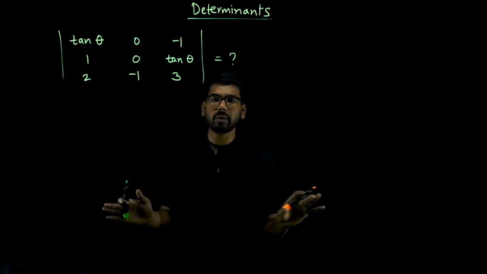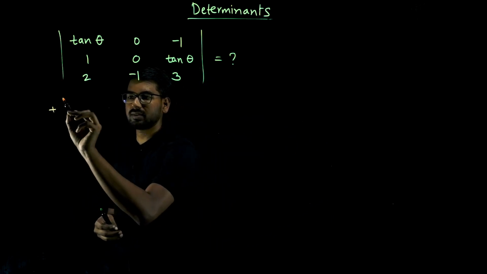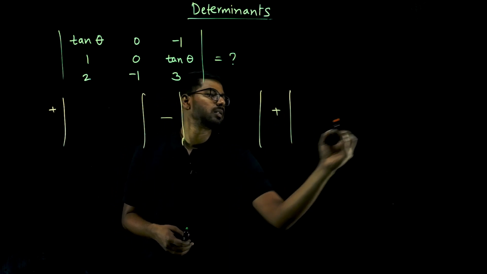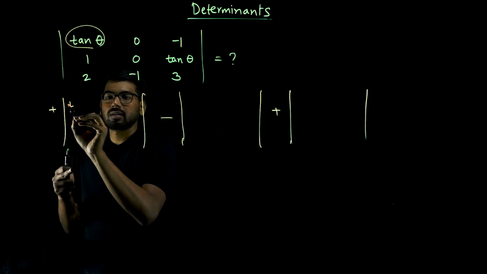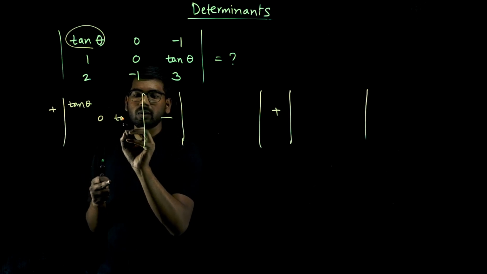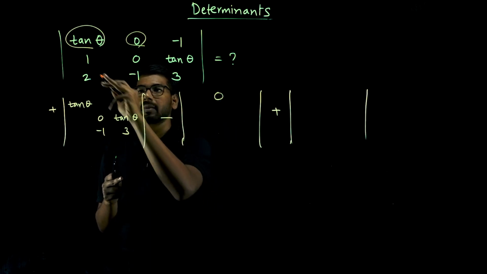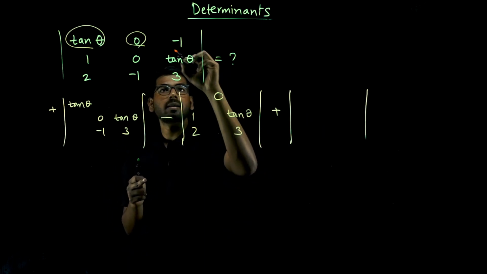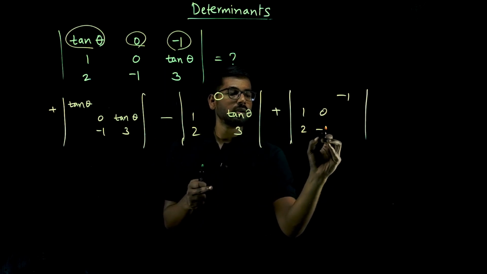So a similar procedure we need to follow. Okay, first we need to write 3 times this determinant, that is plus determinant, minus determinant and then plus determinant. First rewrite the first element, that is tan theta, and these 4 elements, that is 0, tan theta, minus 1 and 3. Here the second element 0, and 1, 2, tan theta and 3. Here the third element minus 1 and these 4 elements, 1, 0, 2, minus 1.